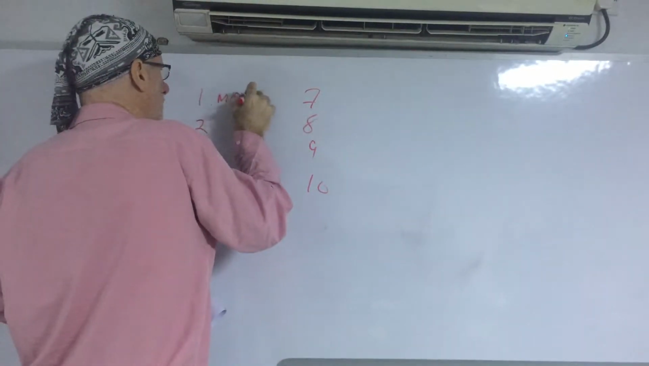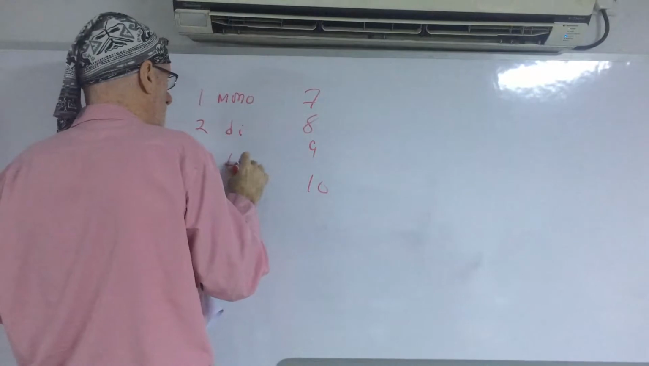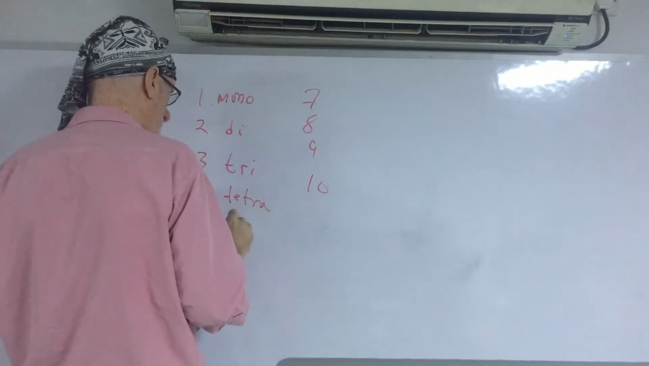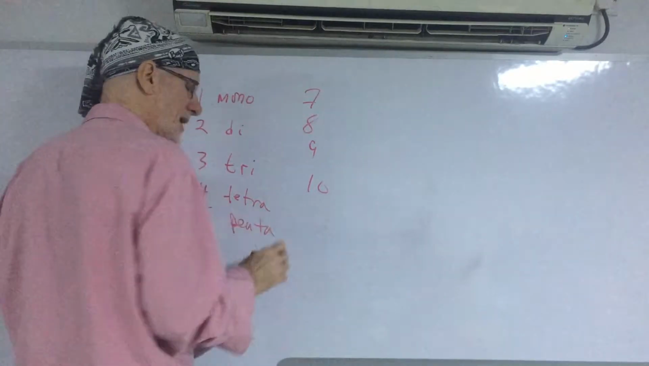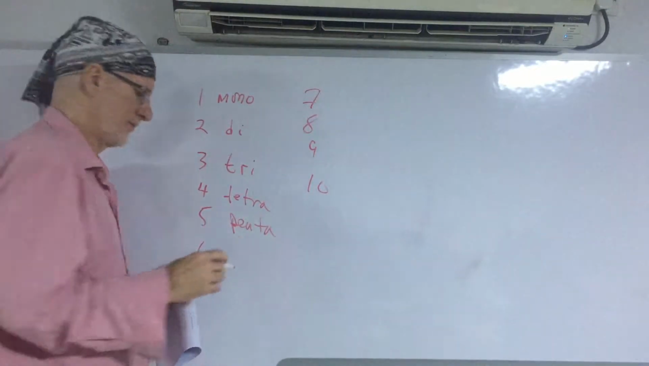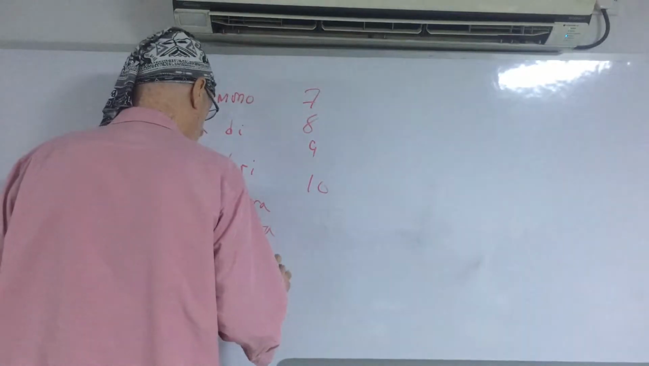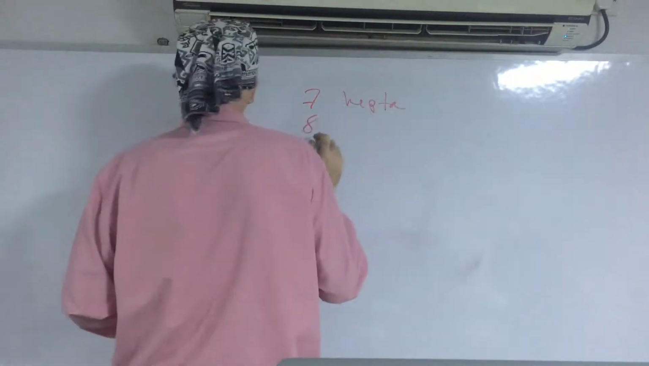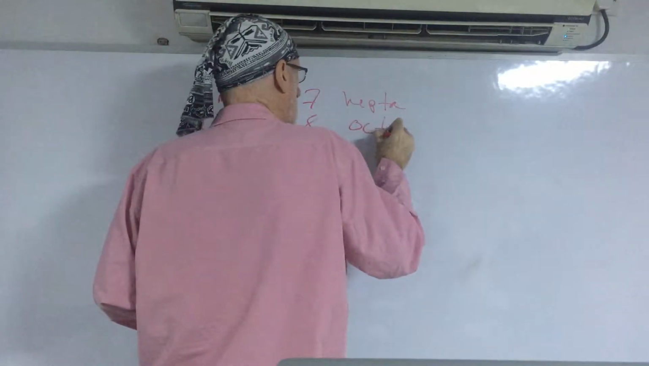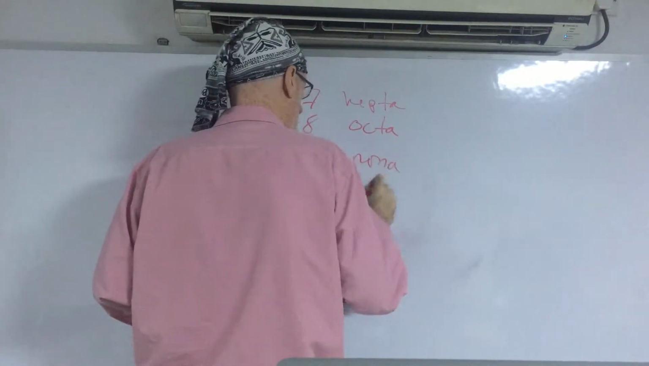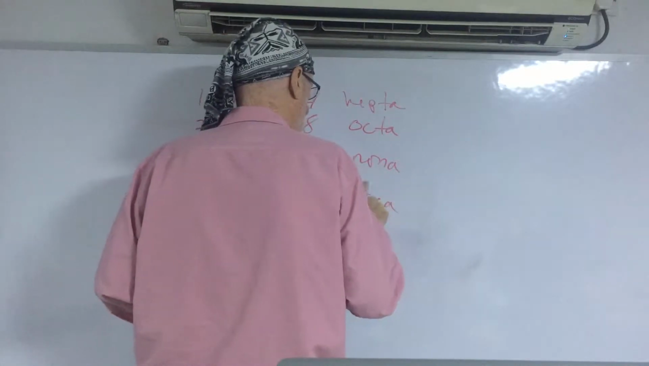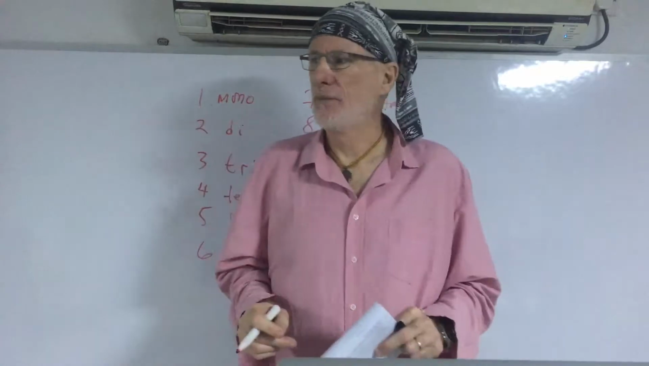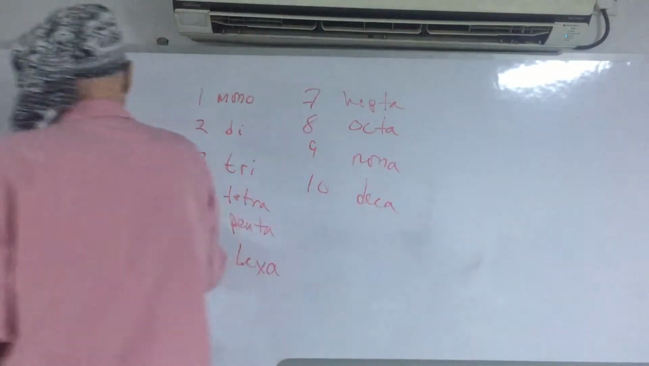So mono, di, tri, tetra, penta. What's next? What's 6? Hexa. What's 7? Hepta, octa, nona, and deca. Right? Decagon, right? Okay.